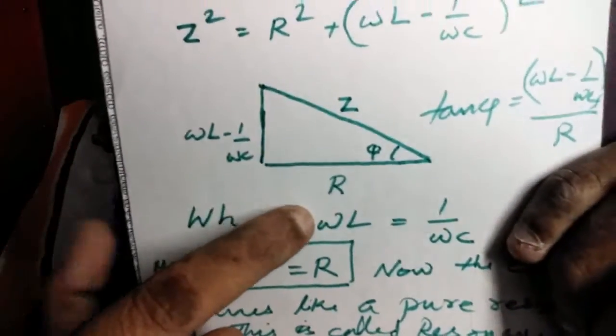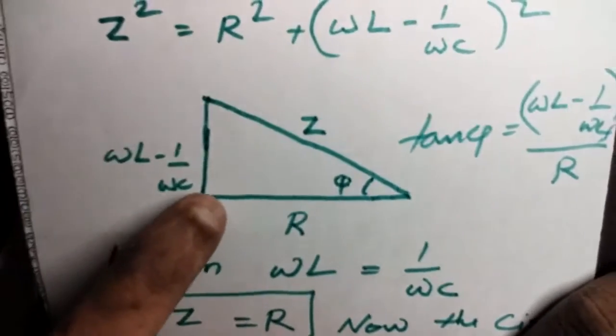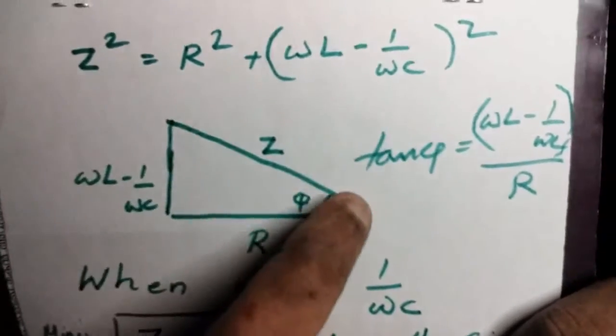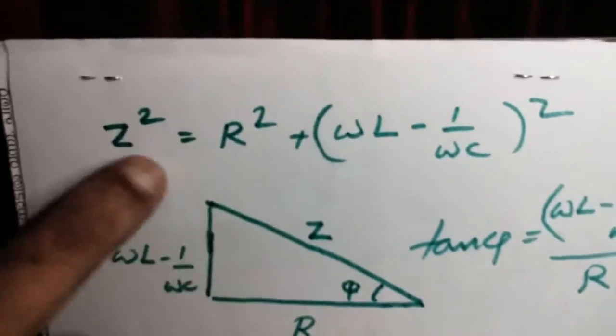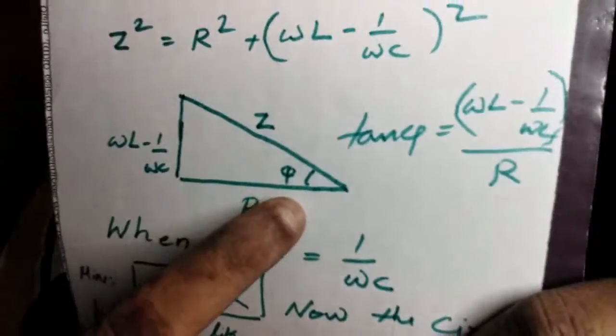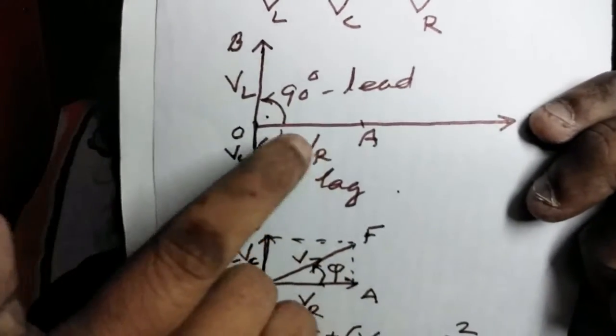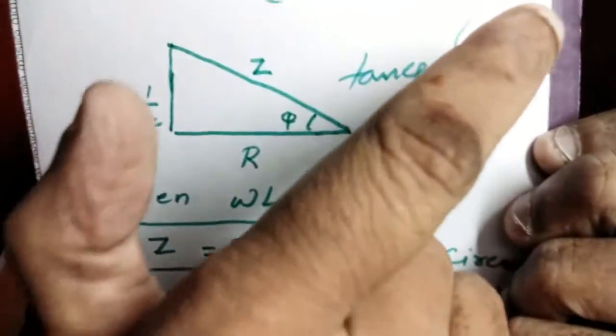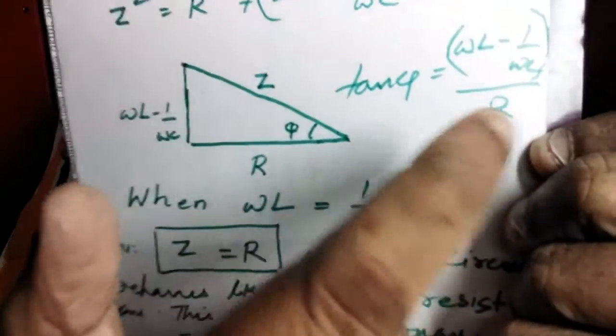And this is the impedance triangle. R, this is omega L minus 1 by omega C, and this is Z, the total impedance. This triangle will obey this equation, the Pythagoras theorem. Here the voltage resultant or applied voltage leads the current by the phase phi, which can be found out as tan phi equals (omega L minus 1 by omega C) divided by R.